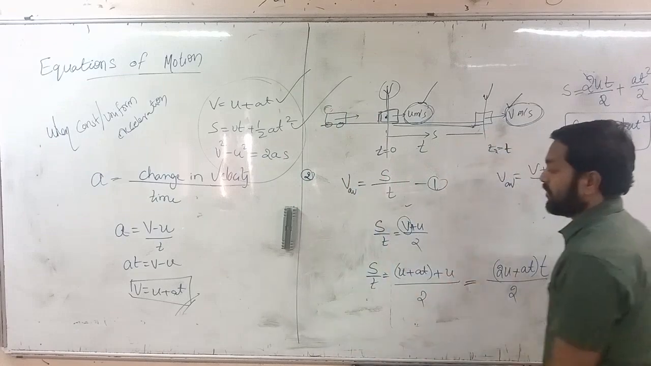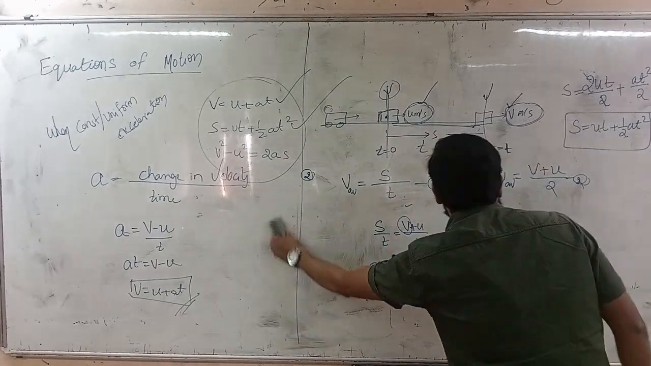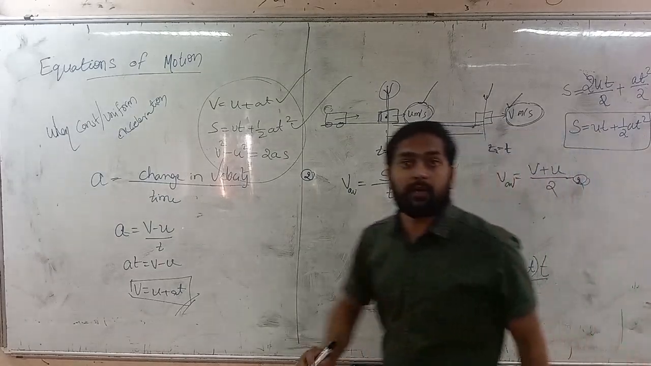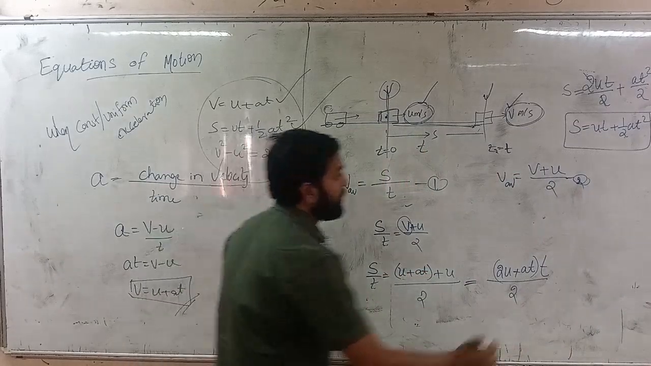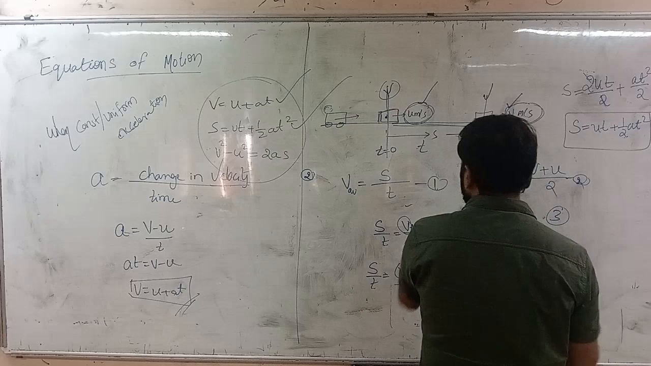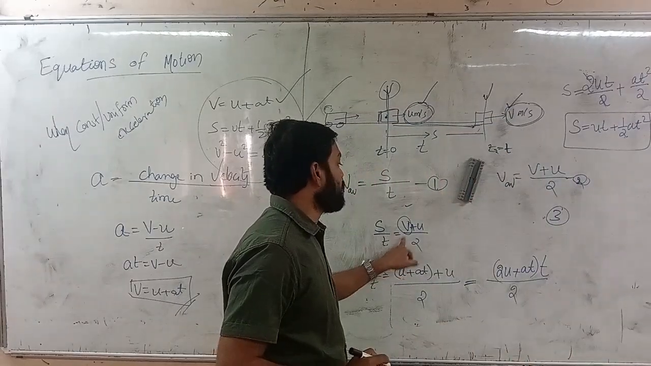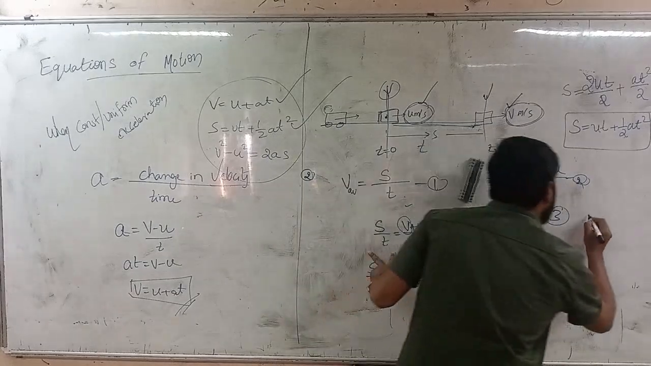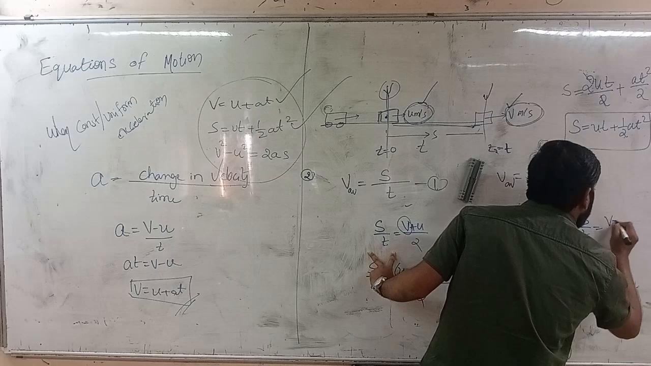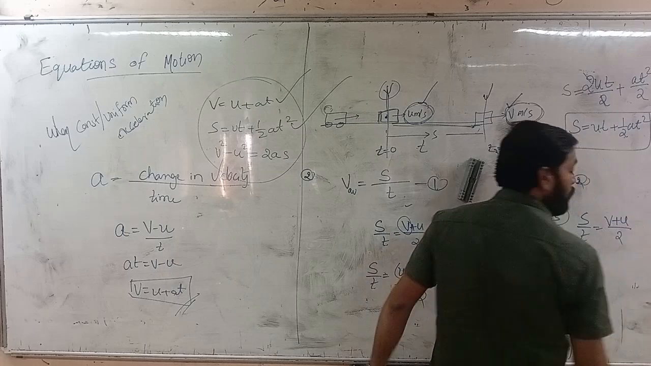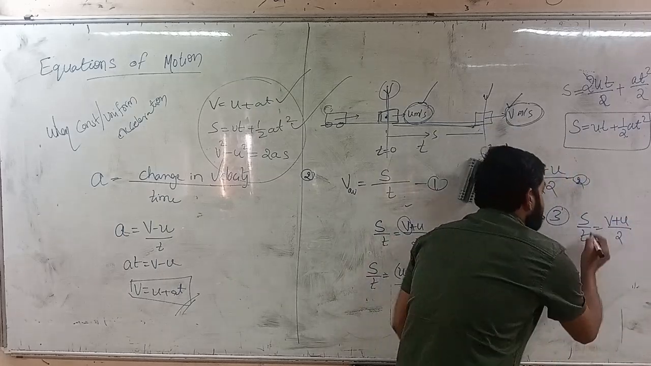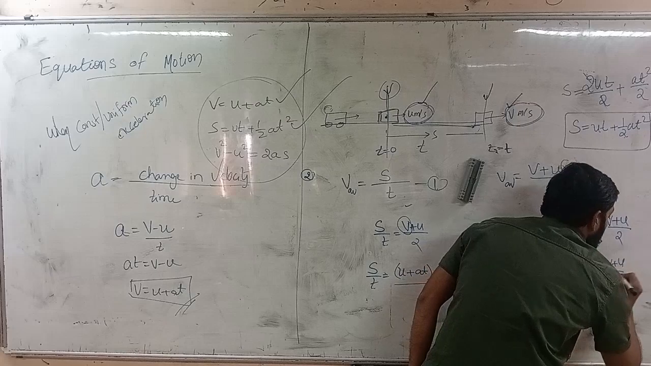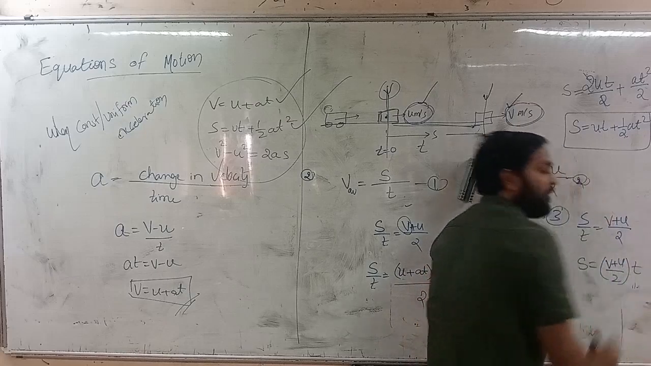So coming to the third equation, let us take this equation S by T. The third equation I am writing here: S by T is equal to V plus U by 2. Taking this T, S is equal to V plus U by 2 into T.